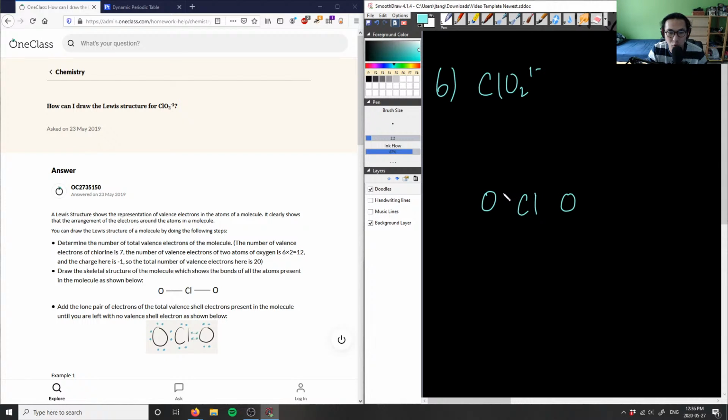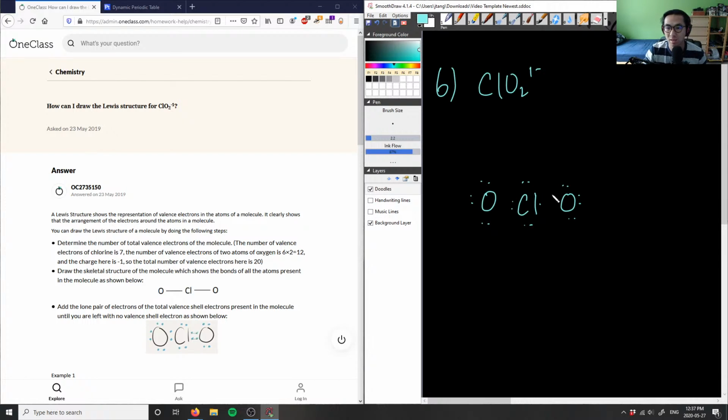And what we can do is draw out the electrons, right? So we have 2 oxygens here. Chlorine itself has 1, 2, 3, 4, 5, 6, and 7. And then we have oxygen here, which has 6, right? So we have 1, 2, 3, 4, 5, 6, and 1, 2, 3, 4, 5, 6 here.